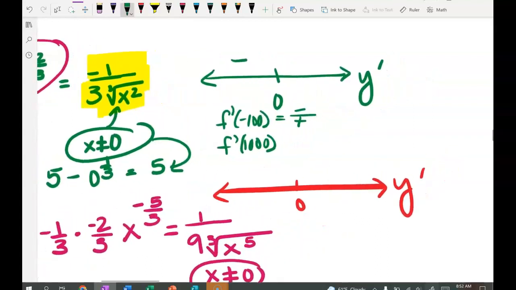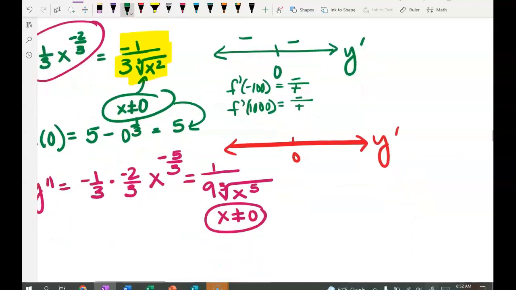And similarly, when we plug in a positive 100 or 1000 for the right side, on the top it's always negative 1, so that's always negative. On the bottom, again, everything is squared, so everything will be positive on the bottom, so that again is negative. And we're going to do the same thing on the second derivative.